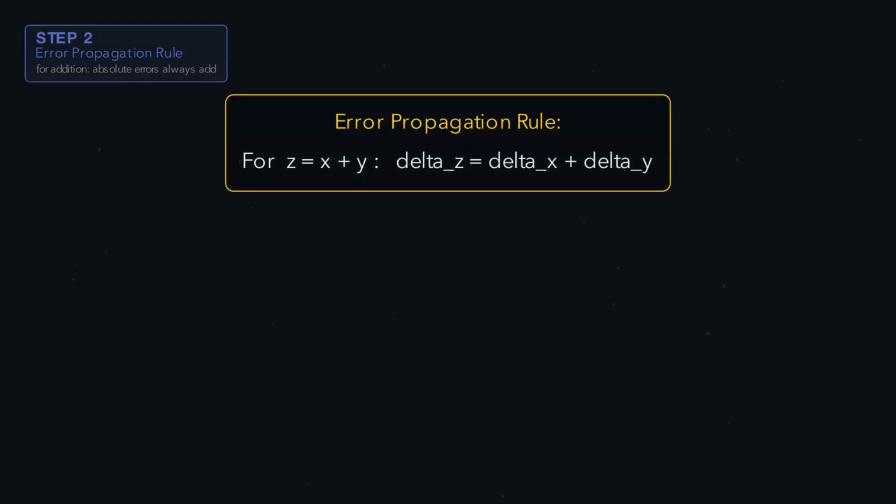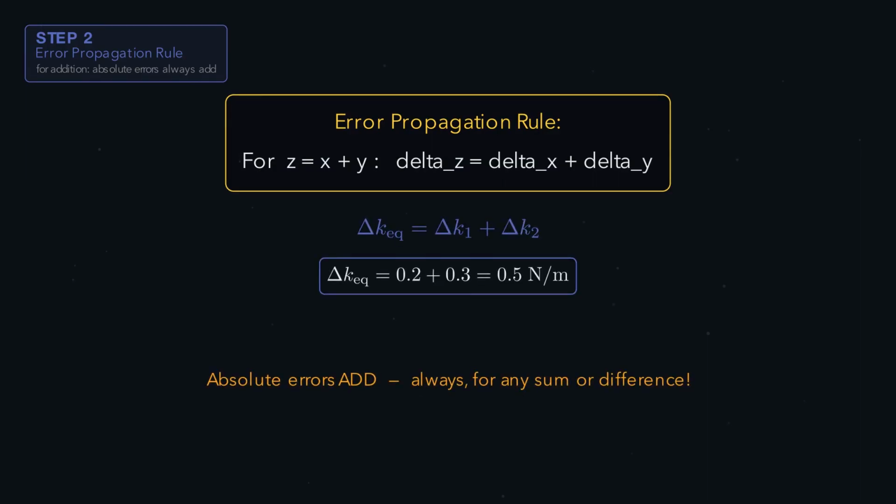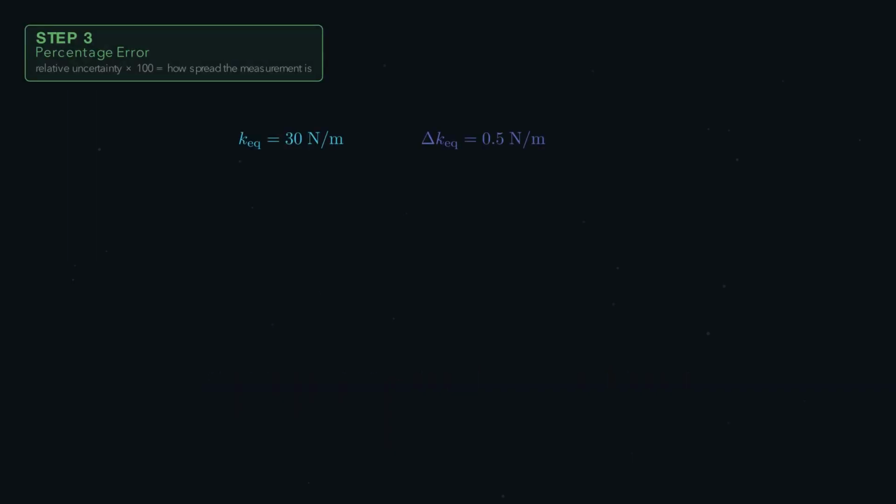Step 2. Error propagation. Here's the key rule. Whenever you add two quantities, their absolute errors always add too. So the error in K equivalent equals 0.2 plus 0.3, which is 0.5 newtons per meter.